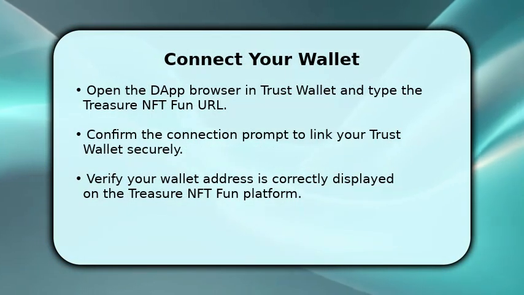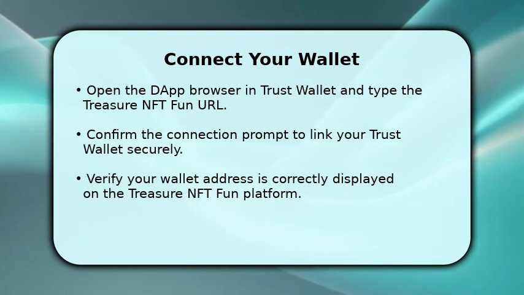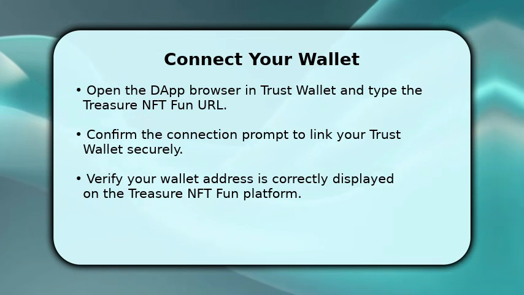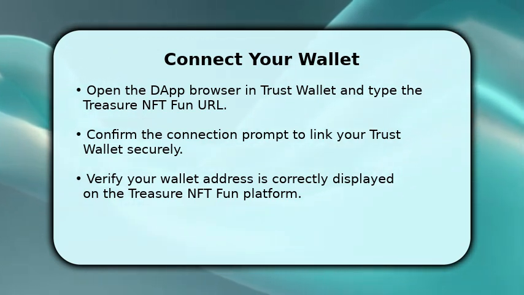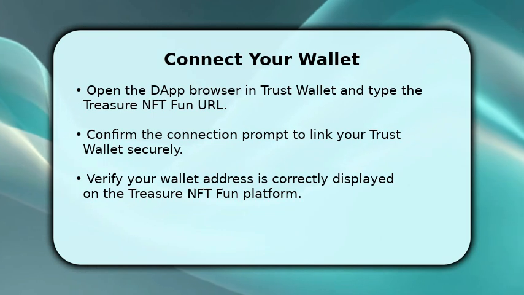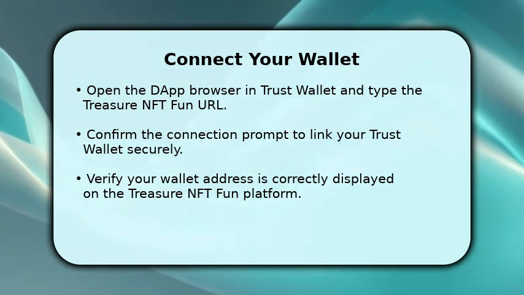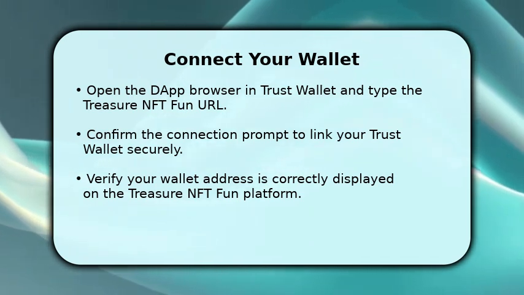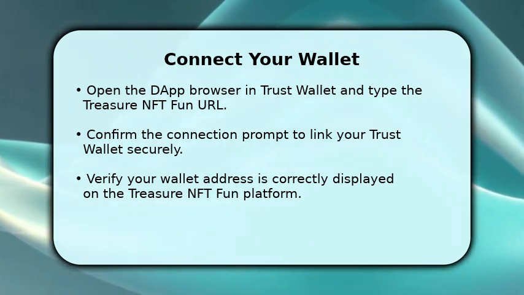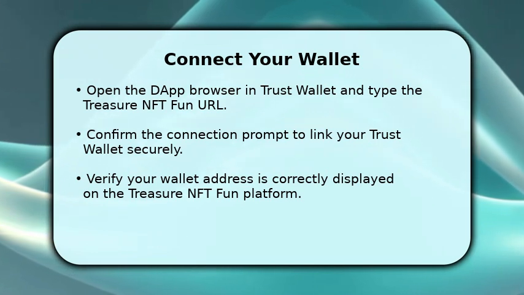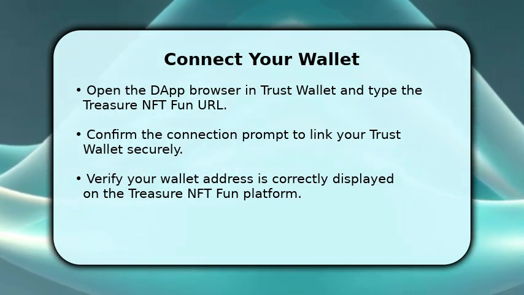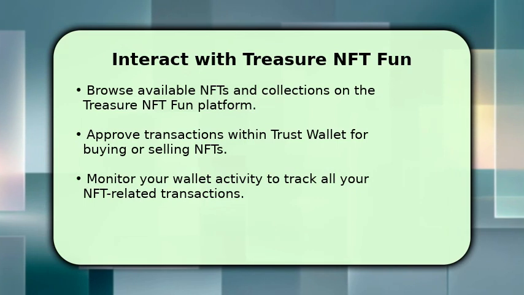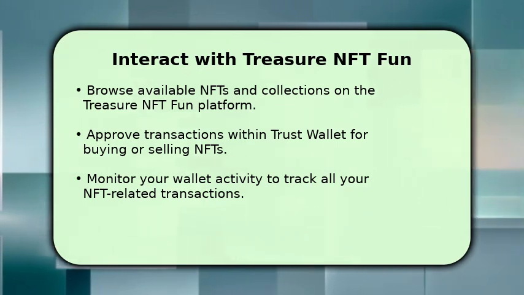Once in the D-App browser, type the official URL for Treasure NFT Fun into the search bar and press Enter. The platform will load, and you'll typically see a Connect Wallet button. Tap this button, and Trust Wallet will prompt you to confirm the connection. Always review the details before approving. After confirmation, your Trust Wallet should be successfully linked, and your wallet address will appear on the Treasure NFT Fun interface, ready for interaction.